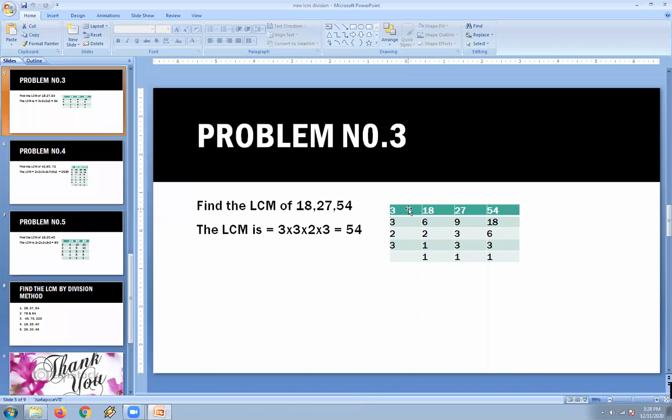Now we have divided this 18, 27 and 54. First we have taken the number 3 to divide all these numbers.